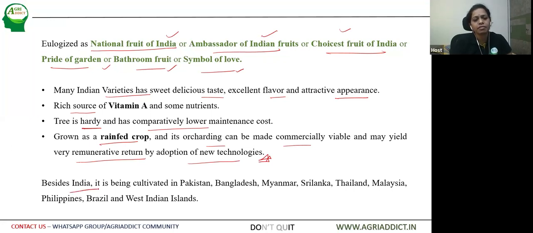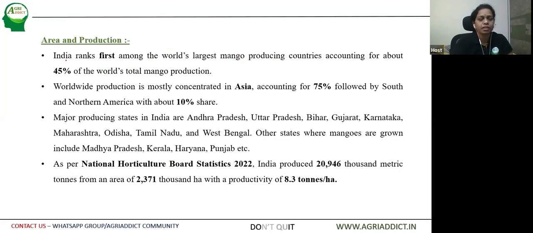Besides India, the neighboring countries like Pakistan, Bangladesh, Myanmar, Sri Lanka, Thailand, Malaysia, Philippines, Brazil, and the West Indian Islands cultivate mango commercially. If you look into the area and production, India ranks first among the world's largest producing countries, accounting for about 45%. Almost half of the world's mango production is from India only.